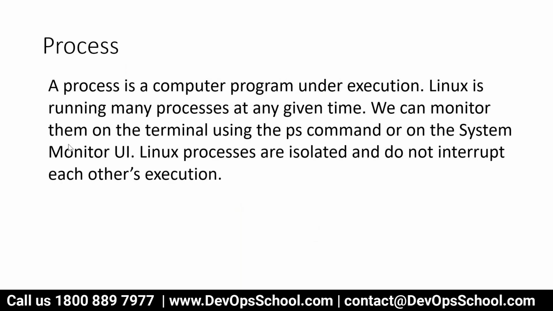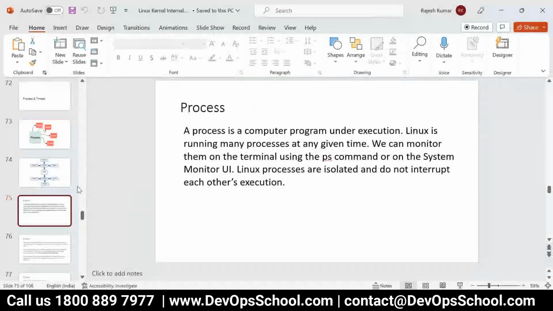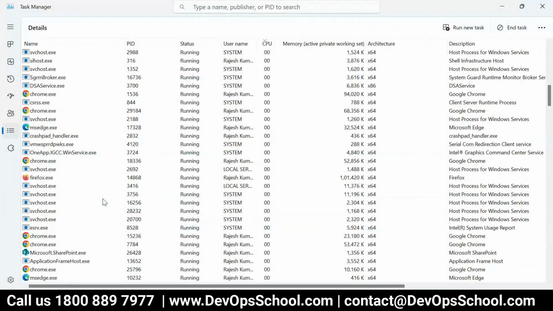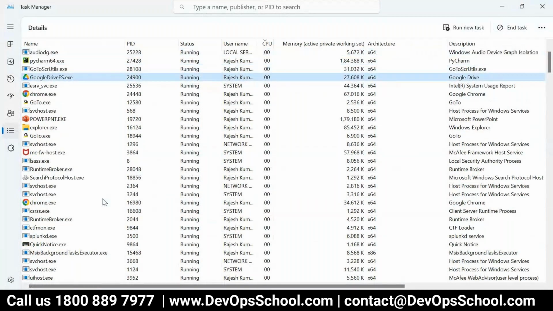So a process can be a computer program run by the kernel, or a user program. A process is a computer program under execution. Linux is running many processes at a given time. You can see it in an easy way. In Windows, there is the process table. In Linux, if you run ps -ef, you will get a process table. So these are the processes running.